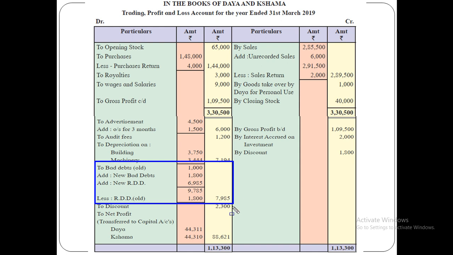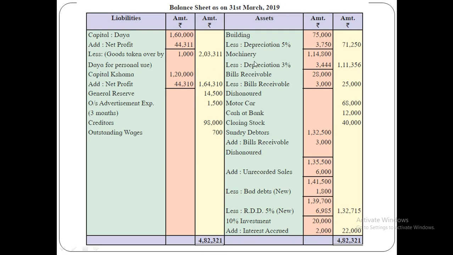Next is purchases. Purchases go to the debit side of the trading account. Next is motor car. Motor car is shown on the asset side.